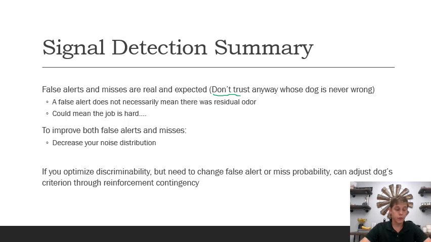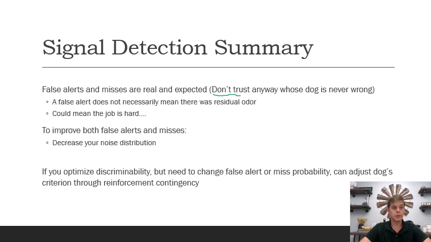Unless you wanted false alerts to go to completely zero levels, you can do that by shifting the criterion, but by doing that, you're going to be substantially increasing the probability of misses, like I showed before. So a false alert does not necessarily mean that there was residual odor. It could mean that the job is just simply hard for the dog to do, and that is perfectly fine too.